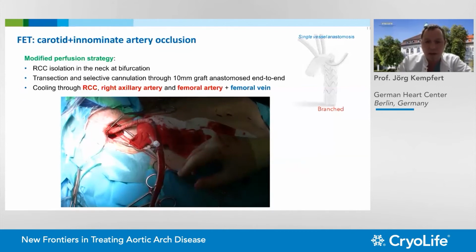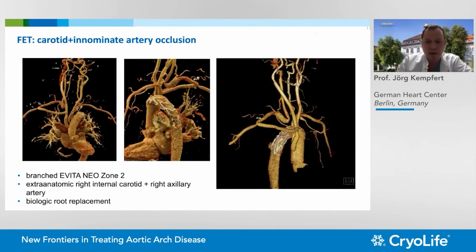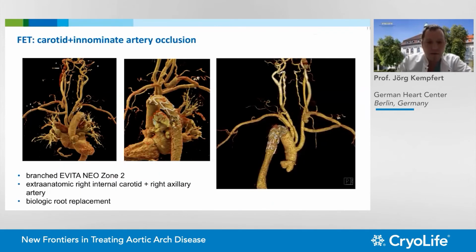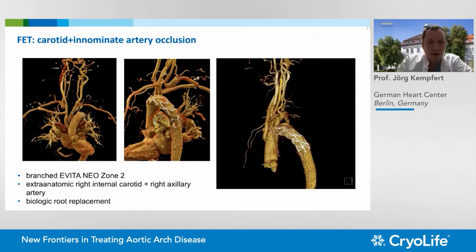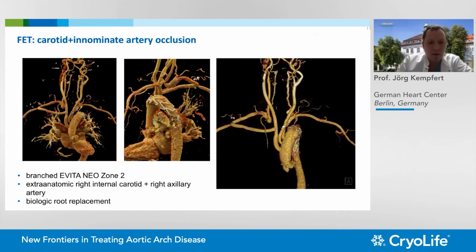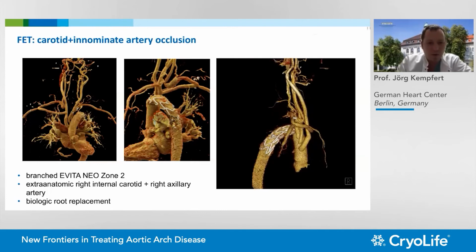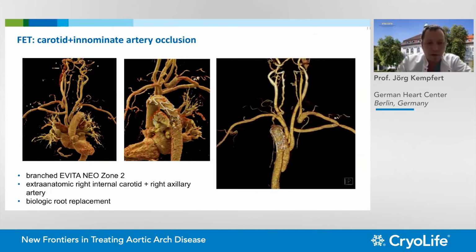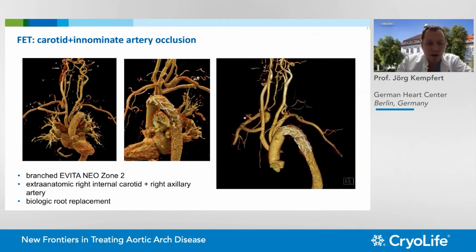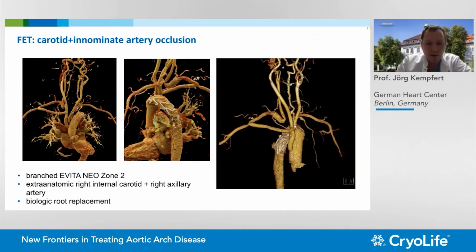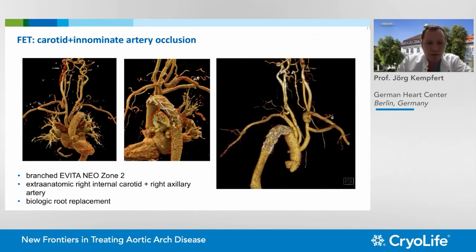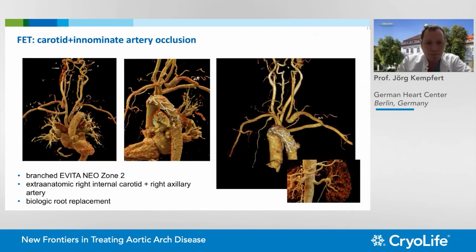And obviously the rest of the procedure is done through a femoral artery initially, and then through an antiflow graft once the frozen elephant trunk is in place. This is the final CT scan here. We used the Evita Neo in a zone 2, the branched version, the extra-anatomic right internal carotid through the graft as shown, and in addition, an extra-anatomic right axillary artery revascularization and a biological root.